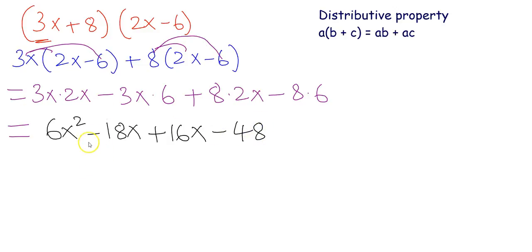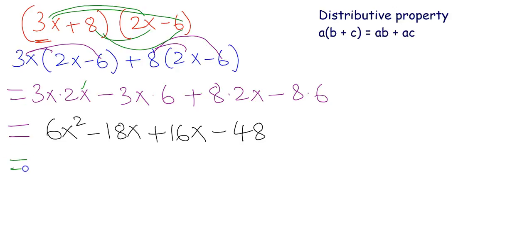As you practice more and more, this step you can avoid directly. You could have obtained 3x times 2x, 3x times 6, 8 times 2x, and 8 times 6 from there. But I wanted you to see where the distributive property is involved.